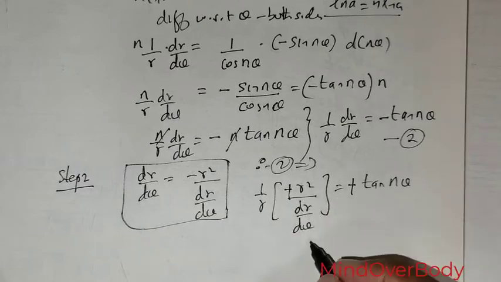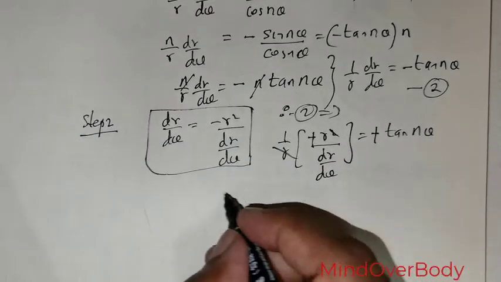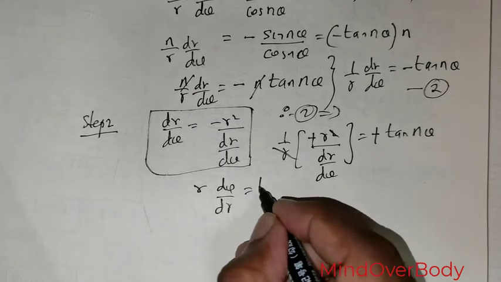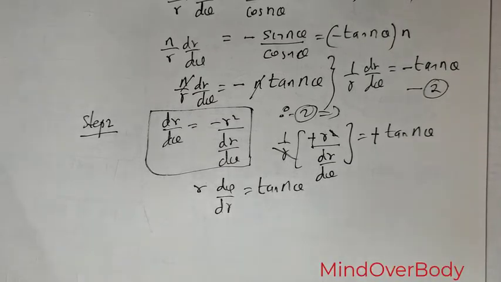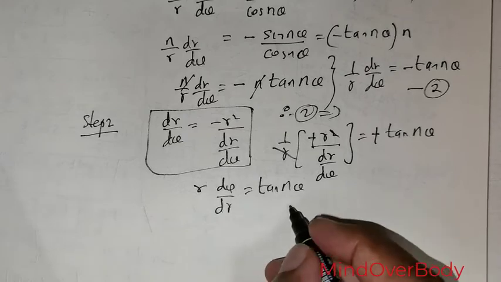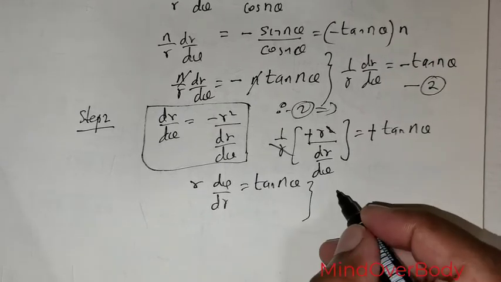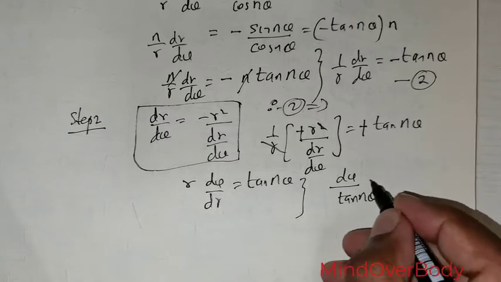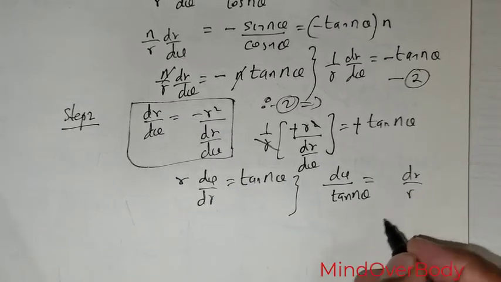Of course, this is going to become positive. R and R can be cancelled. This is going to be R times d theta over dr is equal to tan n theta. Now I'm going to separate this by variable separable, so I would get d theta divided by tan n theta is equal to dr over r.